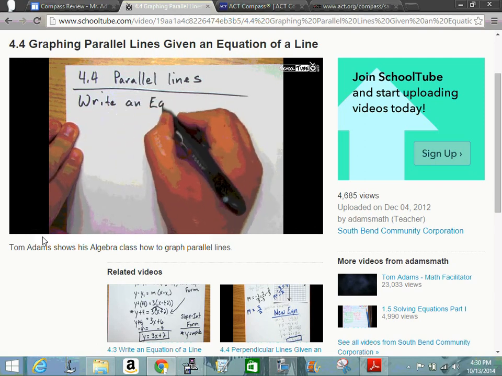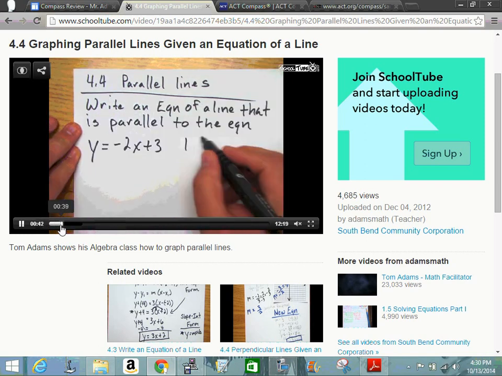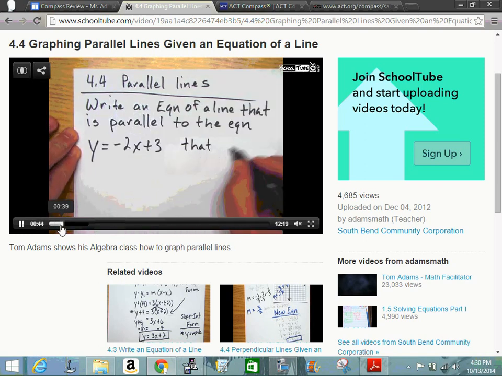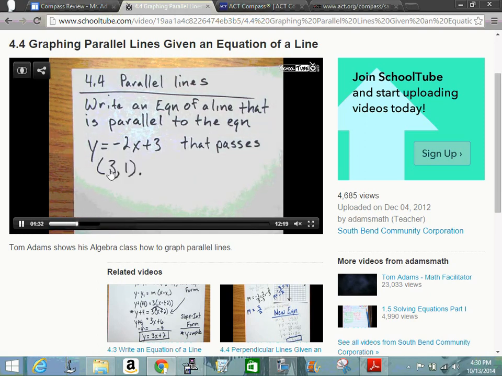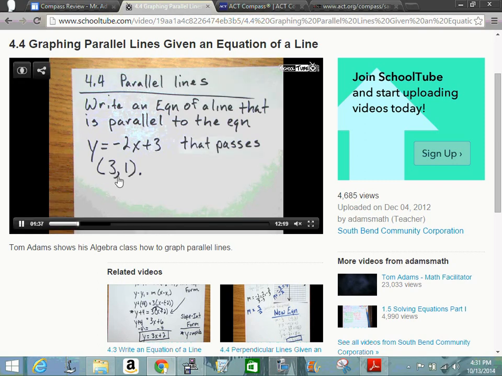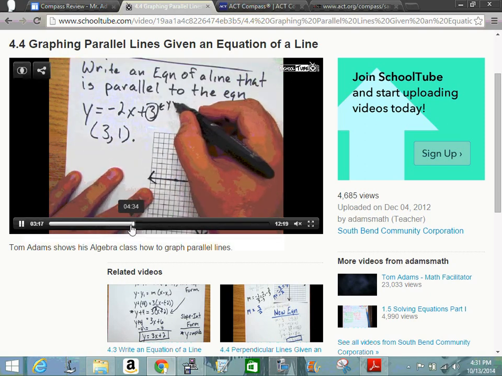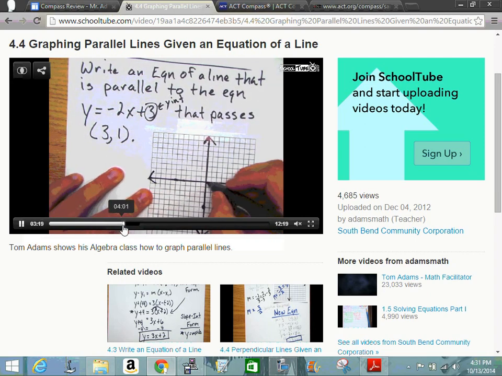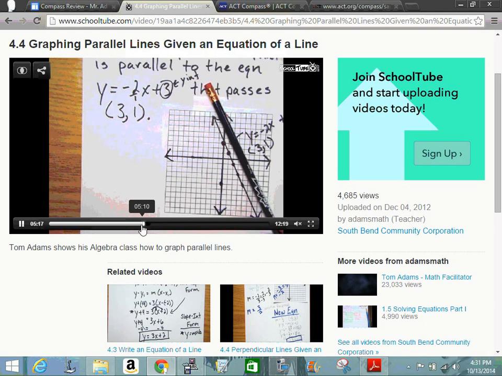There's a problem: write an equation of a line that passes through a point, parallel to an equation. And this is the information that you would see on the Compass test. Write an equation of a line that passes through the point (3, 1) that's parallel to y = -2x + 3. If we continue to watch the video, I go through and I graph the original line. Then I talk to you about how parallel lines have the same slopes.